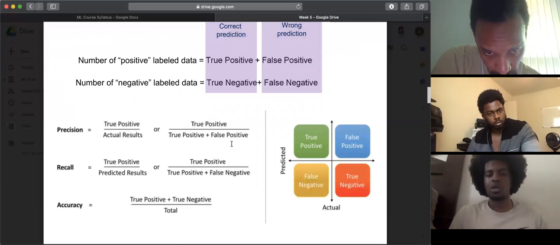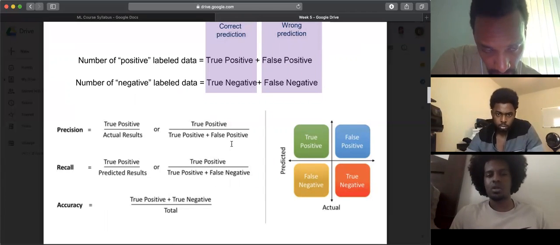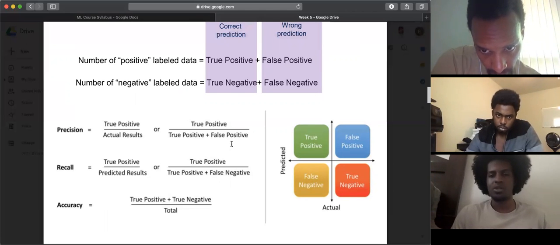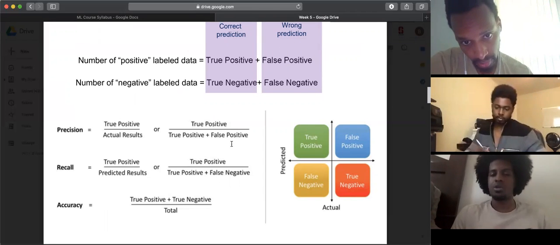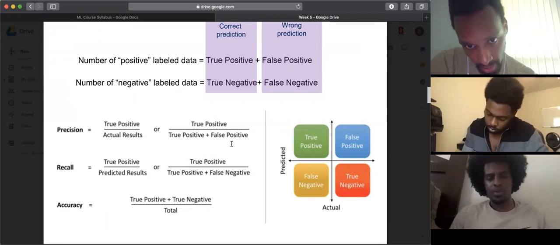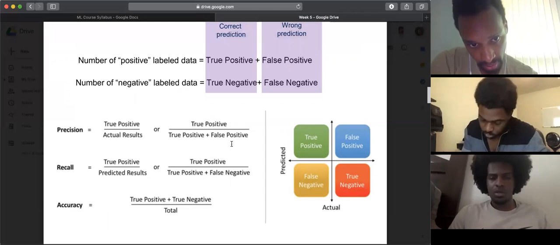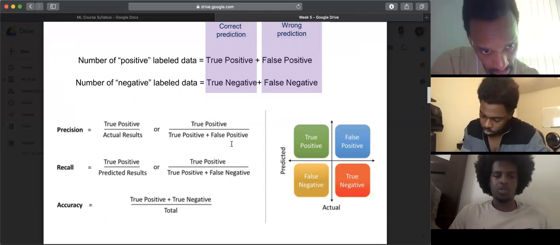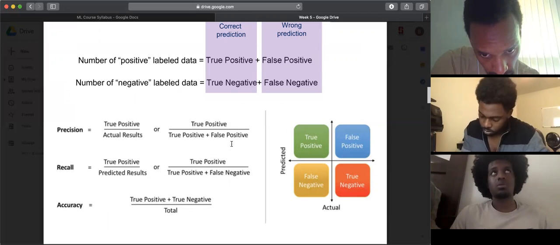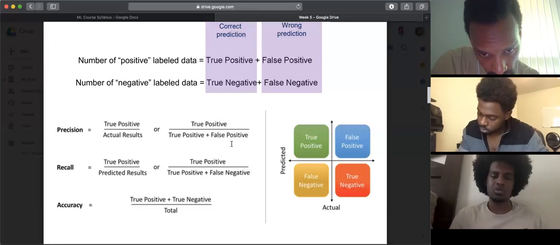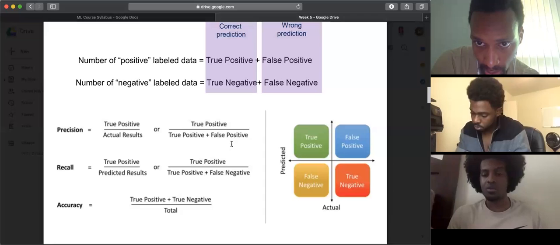So you only really care about the positive values, all things related to your data being labeled positive, whether correctly or incorrectly. So that's precision. Recall is the true positive over the actual results. This is expanded as the true positive divided by the true positive plus the false negative.